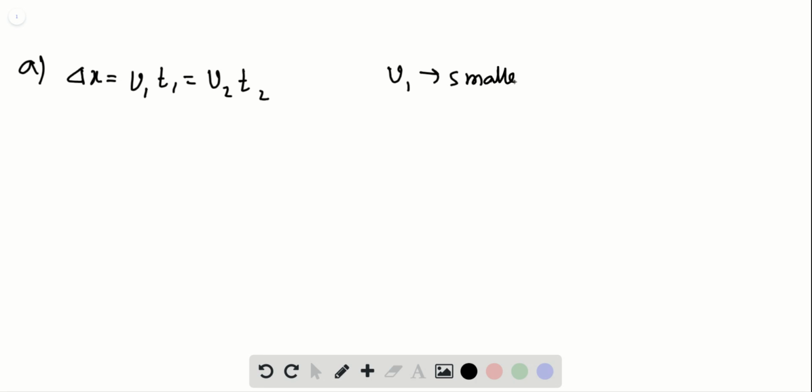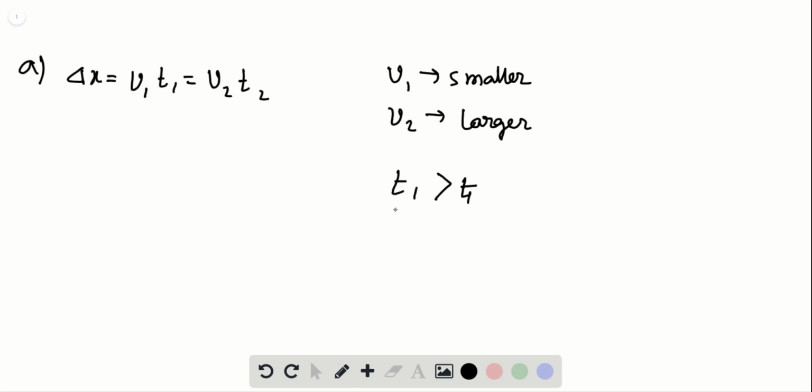So both waves travel the same distance. So that means delta x for distance is equal to v1 t1, which is equal to v2 t2. Now we let the smaller speed be v1. So let's say v1 is the smaller speed, and the larger one is v2. So v2 is larger, so the slower wave will take longer time to arrive. So t1 is actually greater than t2 in our case, because v1 is slower.